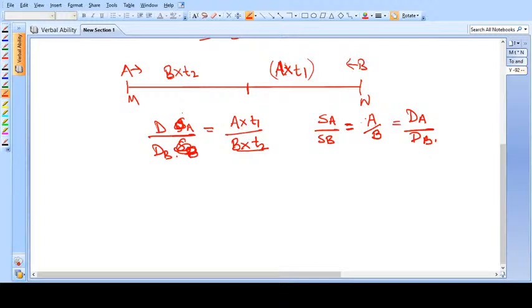So how would we do it? We can write dA by dB as, okay, we have taken SA is equal to A and SB is equal to B. So we can say that here dA is equal to A and dB is equal to B.